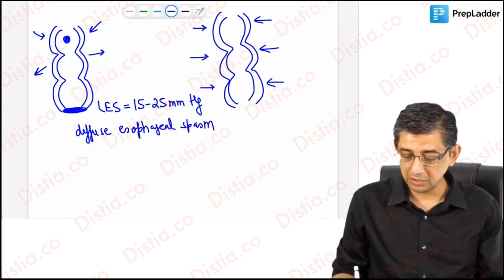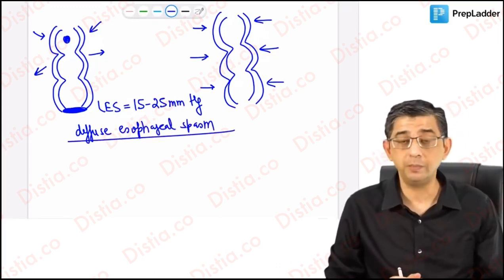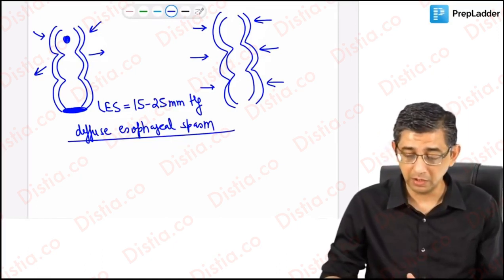Well, the condition that I'm introducing now after Zenker diverticulum is called diffuse esophageal spasm. In this condition, the main symptom of the patient will not be dysphagia. Why?